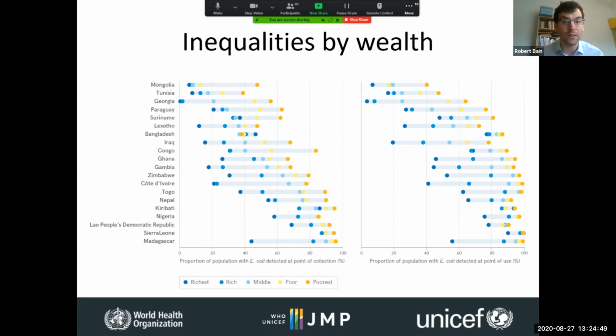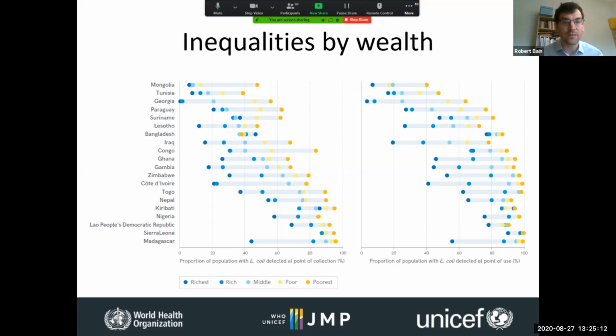Household surveys collect a wealth of information about respondents and their living conditions, enabling further disaggregation and examination of inequalities. They're really powerful data sets to understand patterns in water quality. These two charts compare the proportion of the population exposed to E. coli contamination, so that's any contamination at the point of collection and at the point of use on the right-hand side.